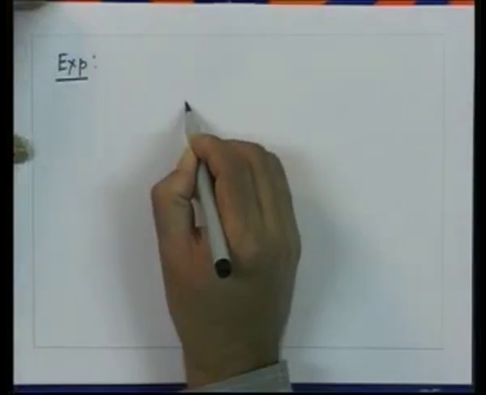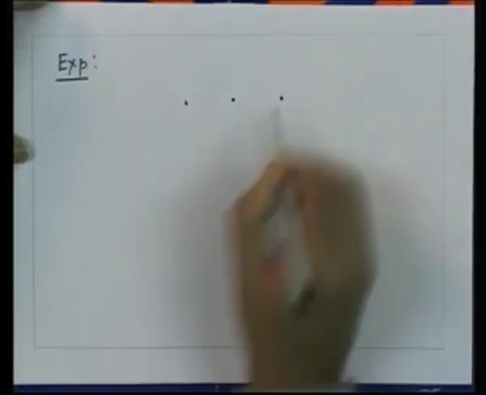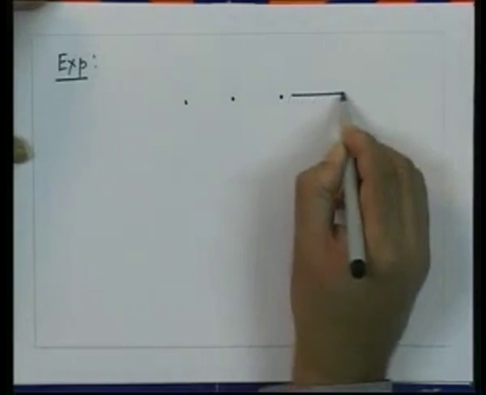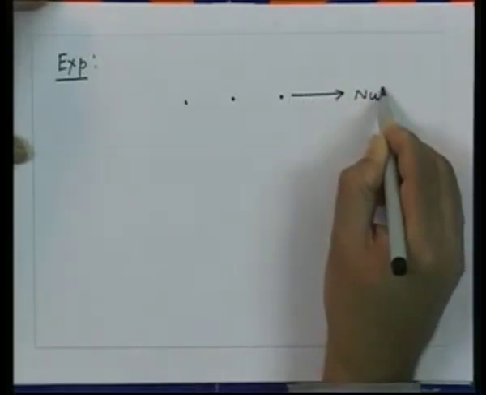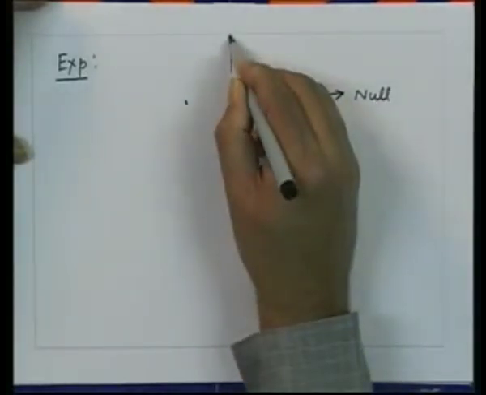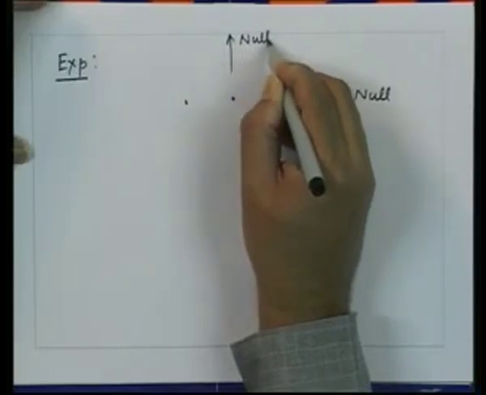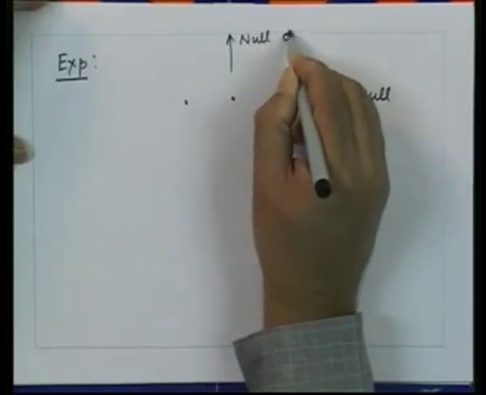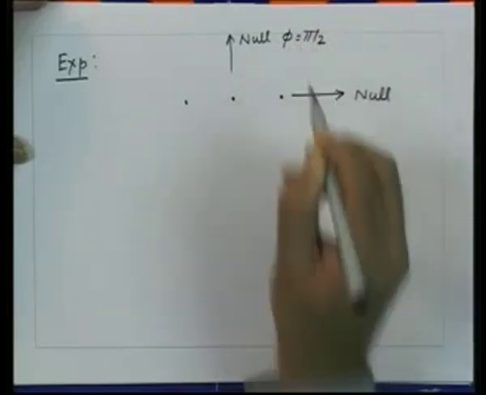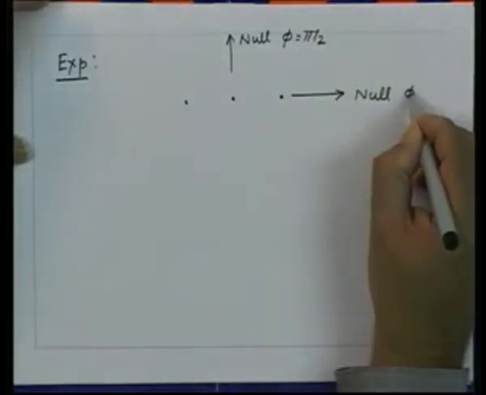So, let us say my requirement is, this is the array which is now a 3 element array, I have a null in this direction and we want a null in this direction. So, this corresponds to phi equal to pi by 2, this corresponds to phi equal to 0.